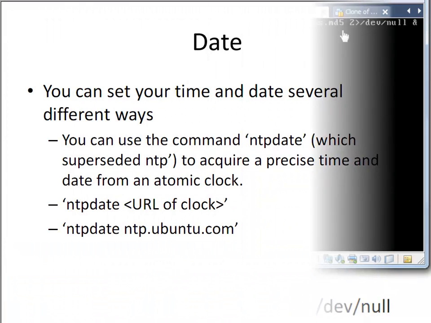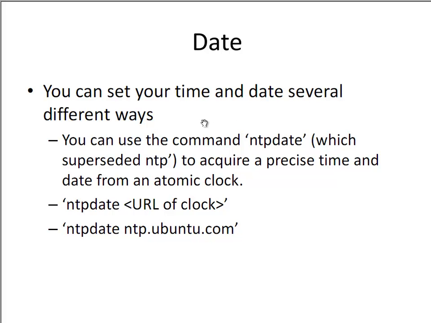And so now let's see how we can set the date on our system. You can set your time and date in several different ways. The easiest way is to use the command ntpdate, for Network Time Protocol Date. ntpdate is a client which allows you to set your date and time to a very precise date and time by using signals from an atomic clock over an internet connection. The command to run is ntpdate and the URL of the atomic clock. The default atomic clock for Ubuntu systems is ntp.ubuntu.com.